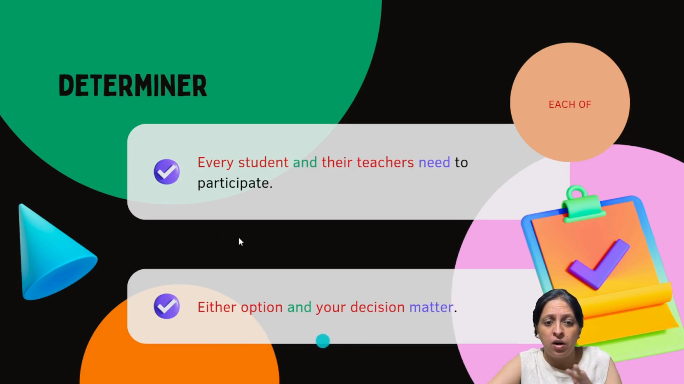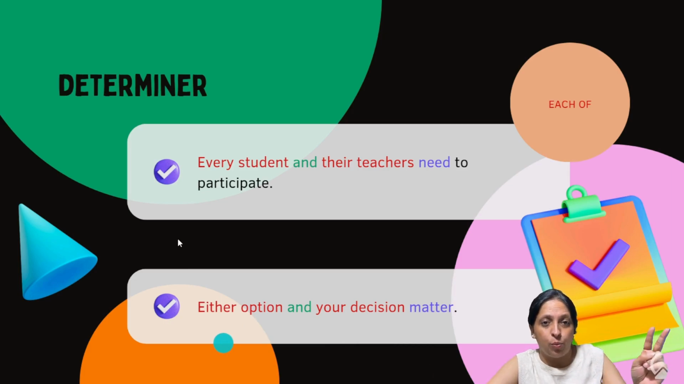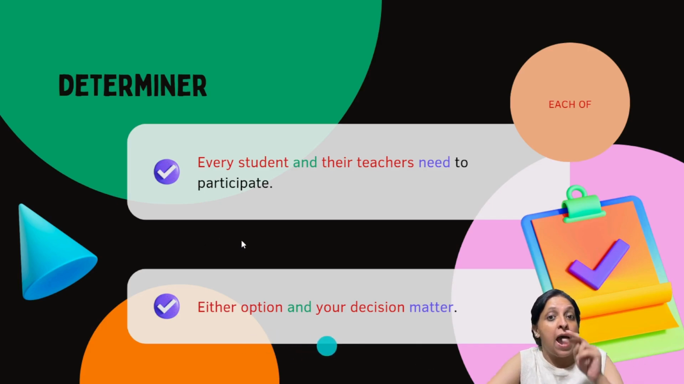We are putting in a conjunction, which is "and," which makes these two different subjects. That is one of the options, and your decision. So that's what matters. But here, what is happening? Either option and your decision. It is not that only one of the options is what matters. I'm also saying your decision is included here. Therefore, we have two subjects here: either option and your decision matter. Matter will become the plural verb here.